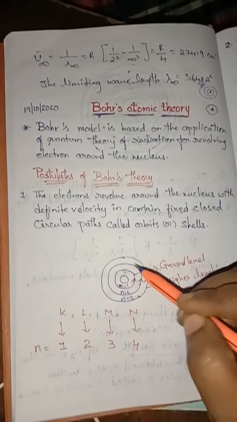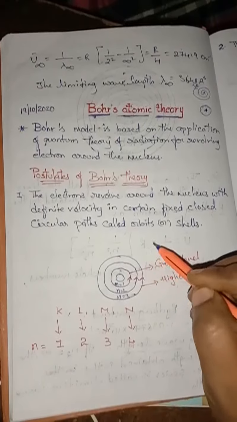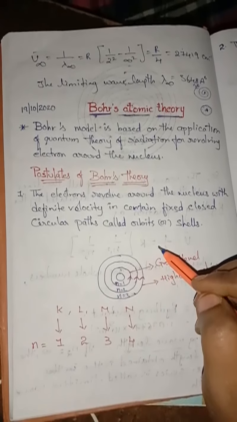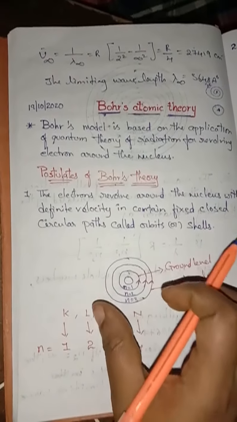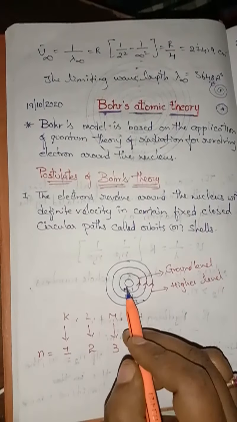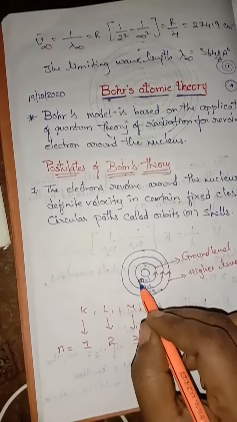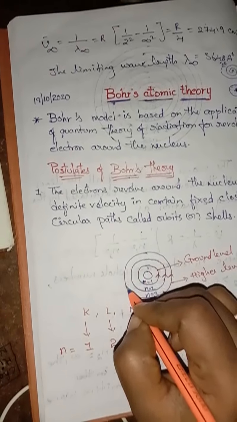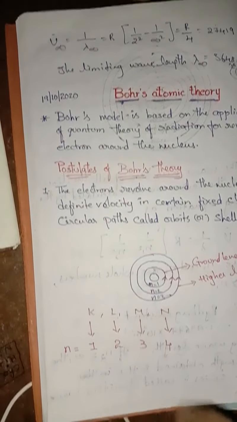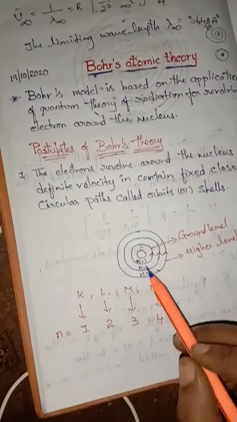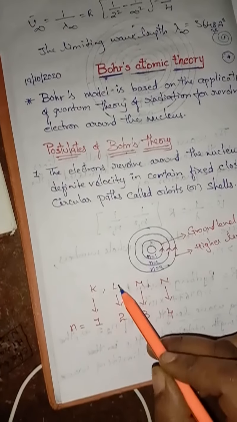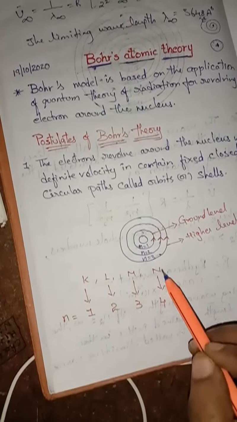Each circular path is called an orbit, shell or energy level, and each energy level is given a name, that is K, L, M shells. Understand, children? It can be given as K, L, M, and another circle will be the N shell and so on. The K shell is nothing but 1, the L shell will be 2, the M shell will be 3 and N will be 4.